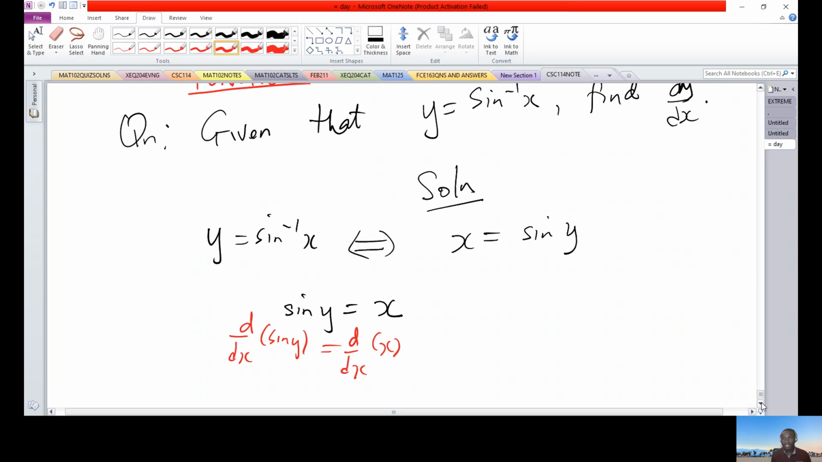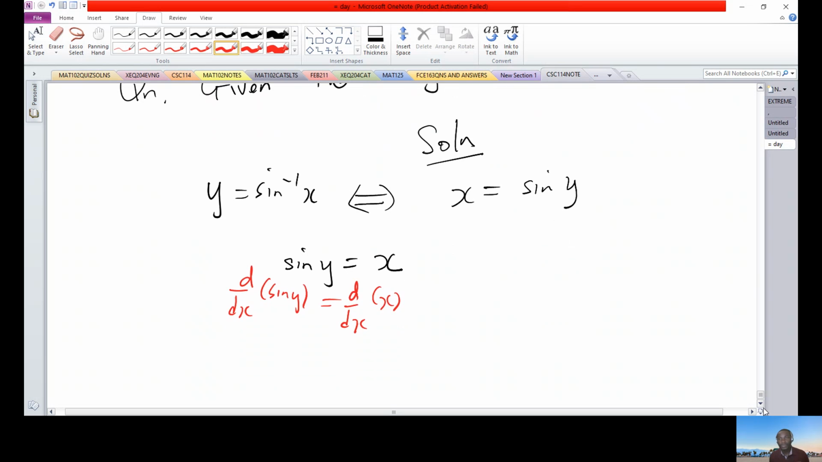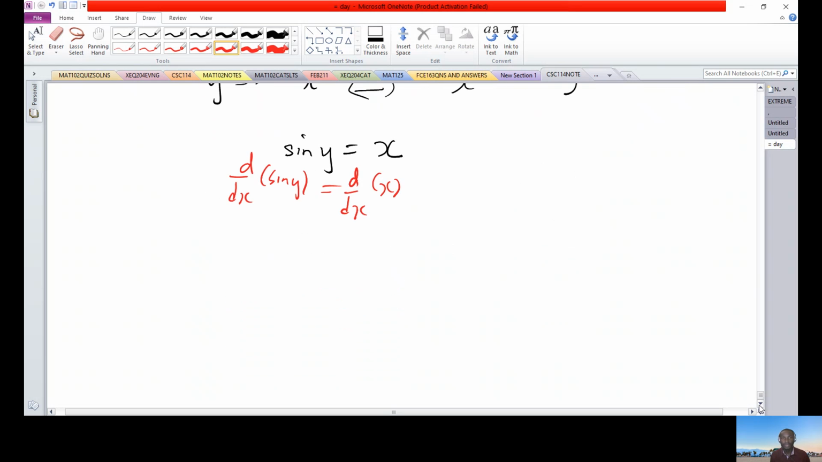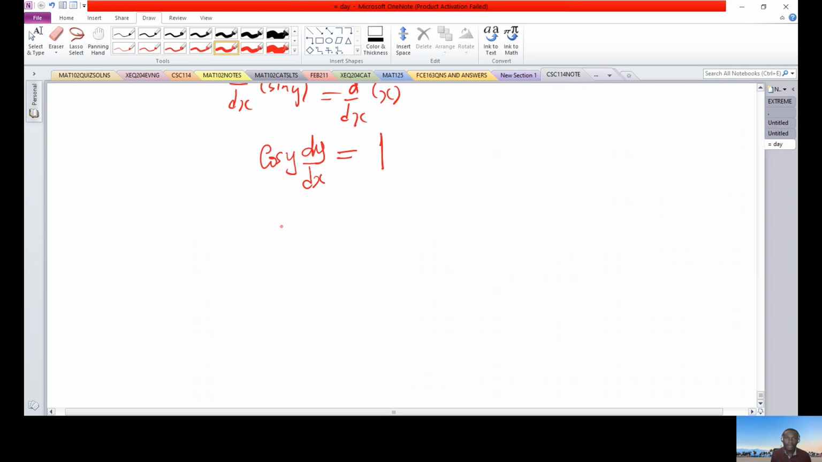of x. This is just the same steps we use when carrying out implicit differentiation. When you differentiate a sine function, you get a cos function, but because there's a y, you attach dy dx, since y is a differentiable function of x. This equals d dx of x, which is just 1. And then remember that dy dx is the same as 1 divided through by cos of y.